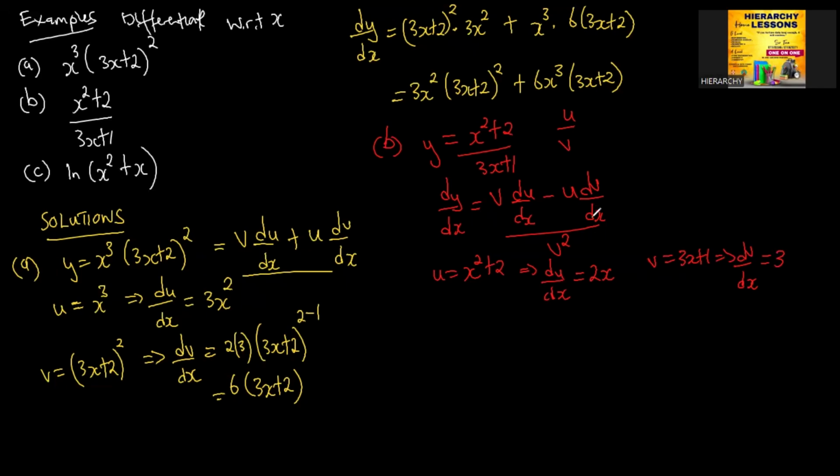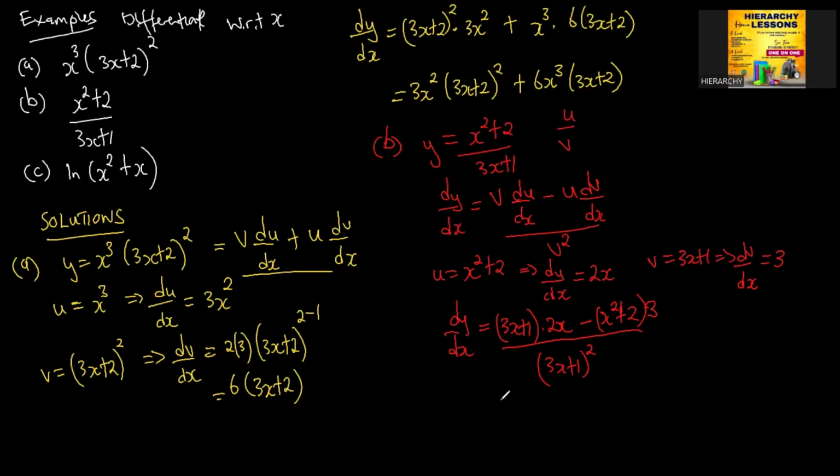Now we are slotting into the formula. So dy/dx is equal to v. What is our v? v is 3x plus 1, which is multiplied by du/dx. du/dx is 2x. Minus, what is u? u is x squared plus 2, which is being multiplied by dv/dx, which is 3. So this is all divided by v squared, which is (3x + 1) squared.